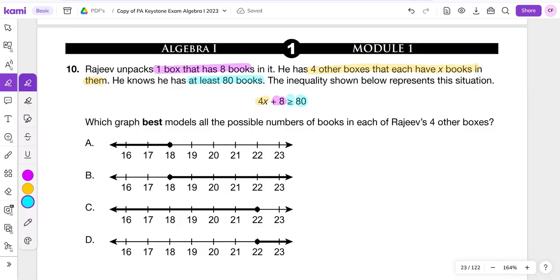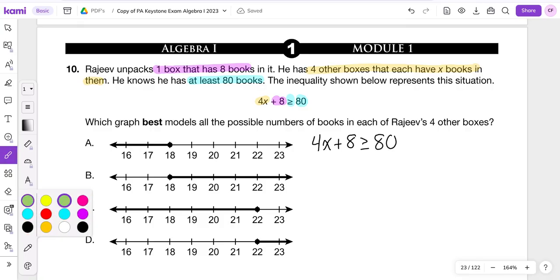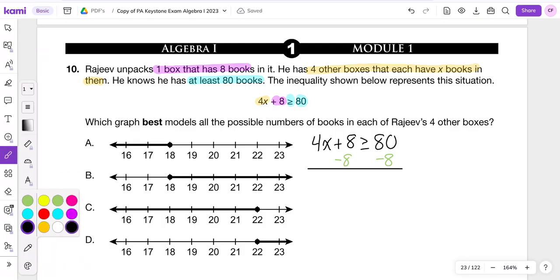If we take this problem here, I'm just going to rewrite it down below: 4x plus 8 is greater than or equal to 80. To start solving it, we're going to move the number without the variable on the left to the right. We're going to subtract 8 from both sides. When I subtract 8 from both sides, I will now have 4x is greater than or equal to 72.